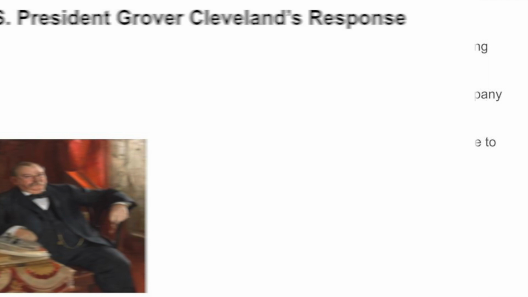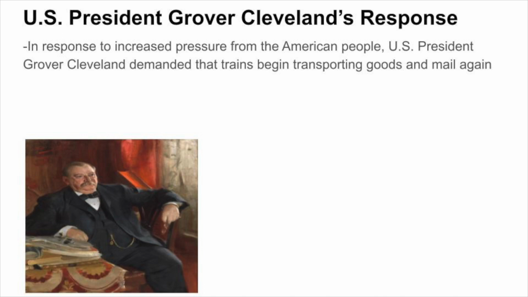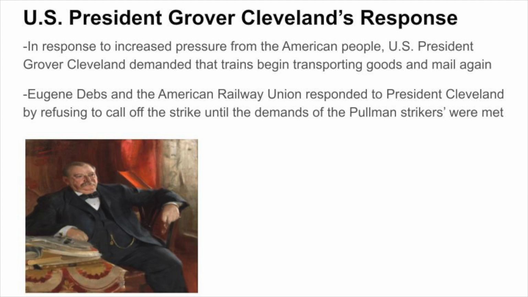In response to increased pressure from the American people, U.S. President Grover Cleveland demanded that the trains begin transporting goods and mail again. Eugene Debs and the American Railway Union responded to Cleveland by refusing to call off the strike until the demands of the Pullman strikers were met.